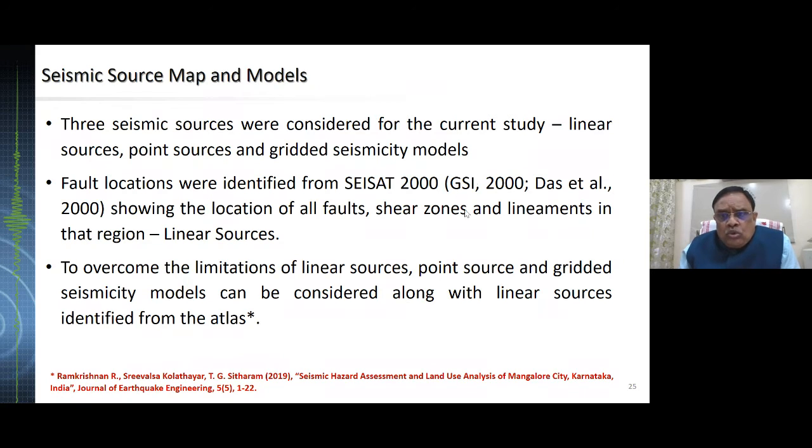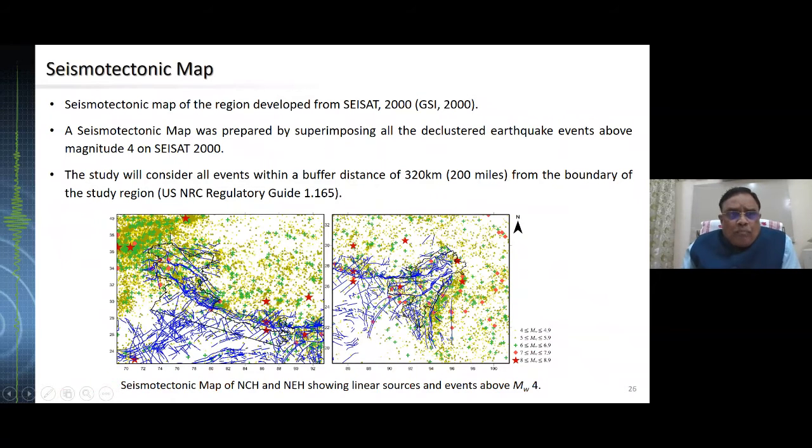That's where I told you we didn't have complete information for some of the faults, showing the location of faults, shear zones, lineaments, and basically linear sources. To overcome the limitation of linear sources, point sources and gridded seismicity models were also considered along with linear sources. This is all published in the Journal of Earthquake Engineering in 2019. So the seismotectonic map was prepared.